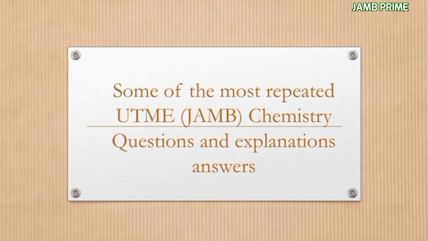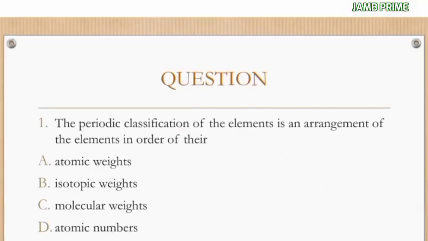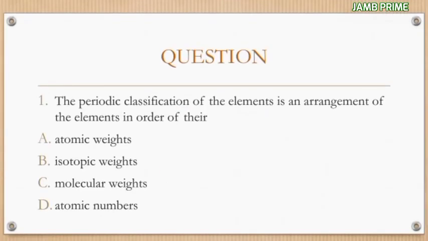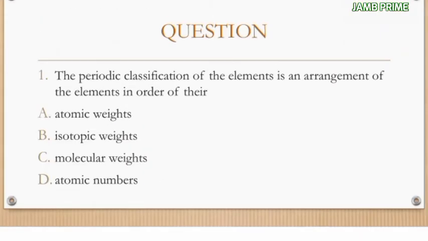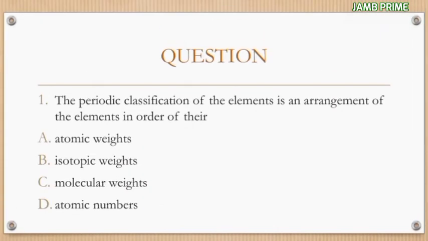Number one. The periodic classification of an element is an arrangement of the elements in order of their dash. A, atomic weight. B, isotopic weight. C, molecular weight. And D, atomic number. So what is the correct answer to this question? The answer is D, which simply means your atomic number.